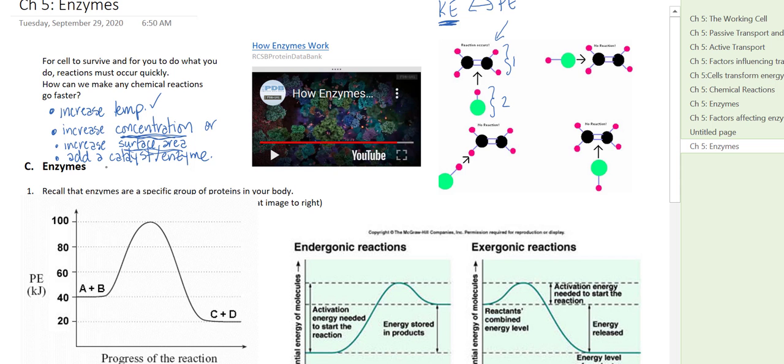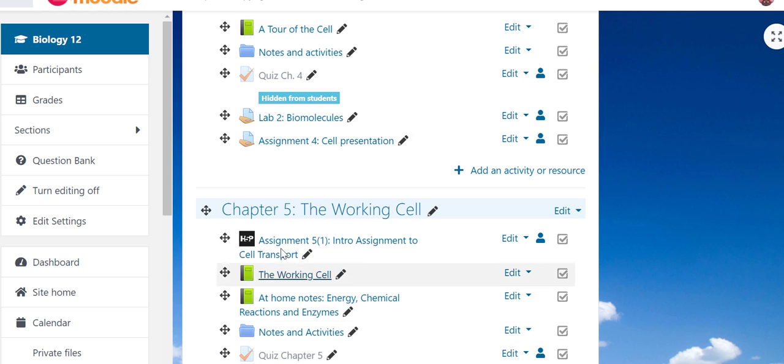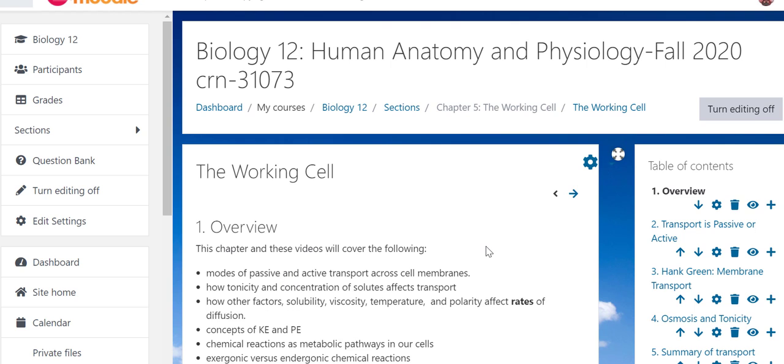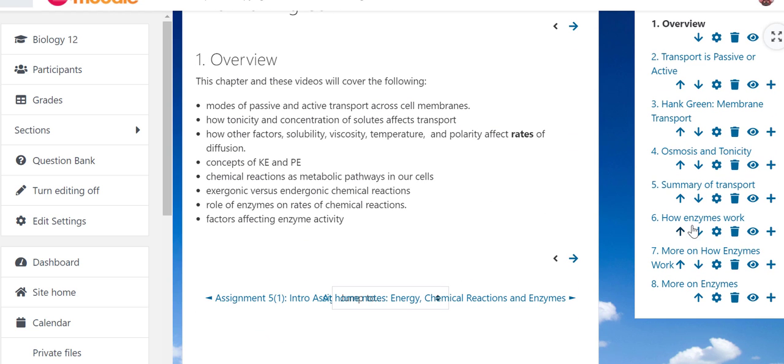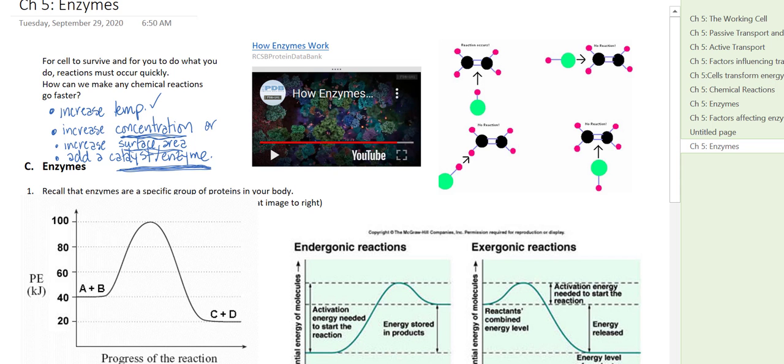So the goal in this section is to look at what an enzyme does. In order to get an idea, I want you to watch the video first. So you're going to pause this video and go to the video on our course homepage in chapter 5 under the working cell. If you click on the working cell and scroll up to page 6, how enzymes work, and click on that, you can see that video right there. So pause, have a watch, and then resume your notes. Okay, so here we are.